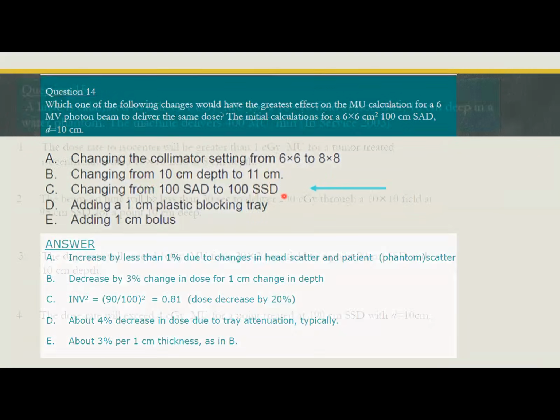And these are some explanations of each point. Changing the collimator setting from 6 to 8 increases the dose by less than 1% due to the change in head scatter and patient scatter. So the answer may be correct, but it is not that significant. Changing from 10 cm to 11 cm decreases the dose by 3% for a 1 cm change in depth.